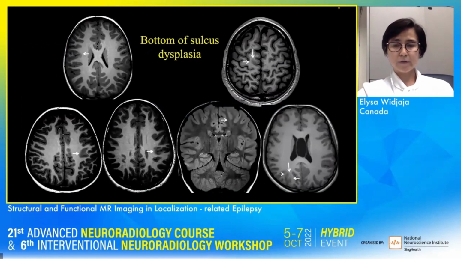So on this slide, I've shown you 6 different examples of bottom of sulcus dysplasia. As you can see, the lesions are small and they are subtle. Hence, it is not surprising that in 4 out of these 6 cases, they were initially reported as normal and were subsequently identified on second review of the MRI or on repeat imaging using higher resolution techniques.